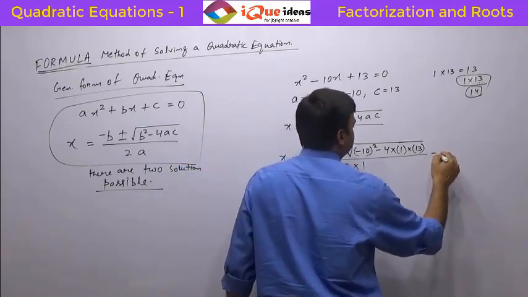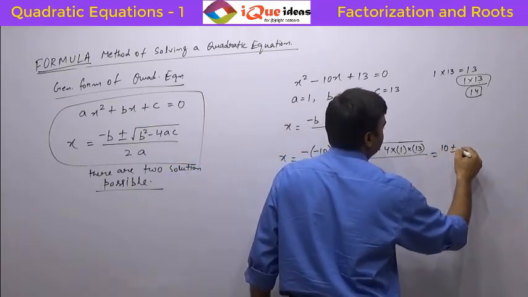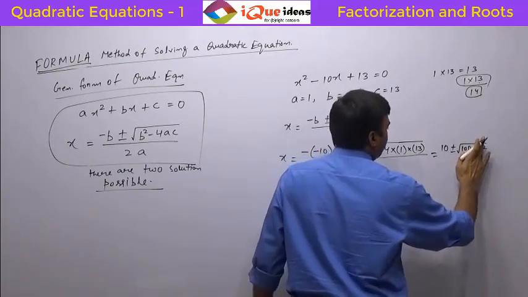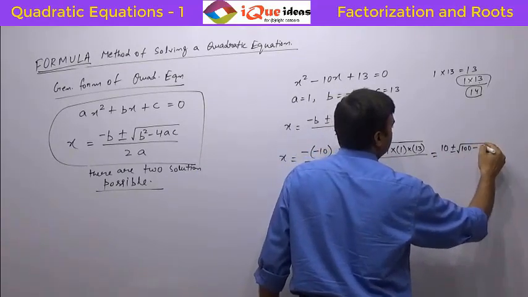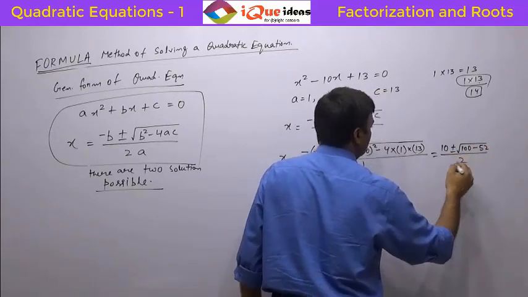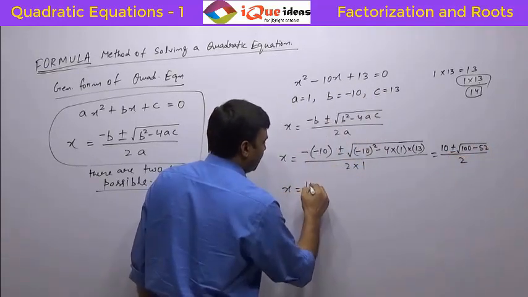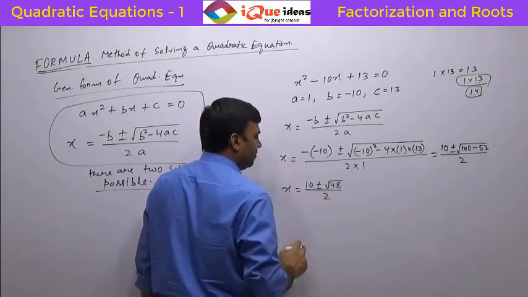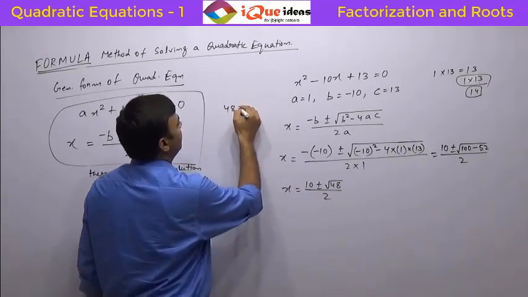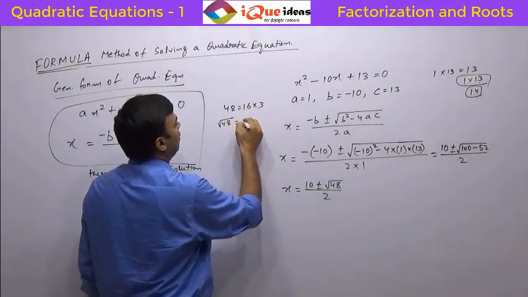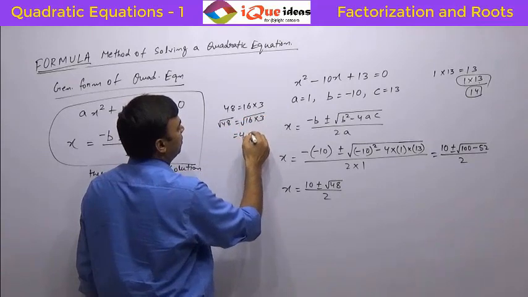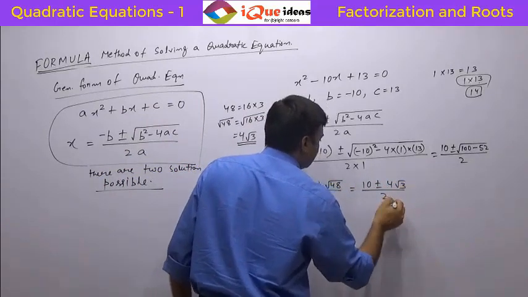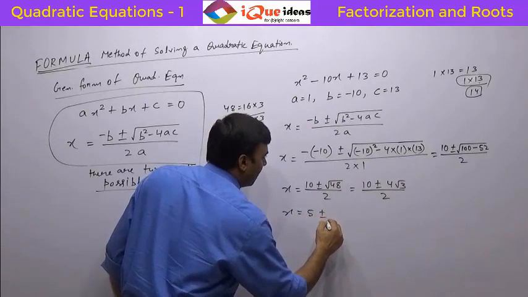If we simplify, minus of minus 10 is 10, plus minus root of minus 10 square, which is plus 100 because a negative number squared becomes positive, minus 4 into 1 into 13, which is 52, divided by 2 into 1, which is 2. So x is equal to 10 plus minus square root of 100 minus 52, which is 48, divided by 2. Now 48 is 16 into 3, so root 48 is root of 16 into 3. Root of 16 is 4, so root 48 becomes 4 root 3. So it becomes 10 plus minus 4 root 3 divided by 2, and dividing, x is equal to 5 plus minus 2 root 3.